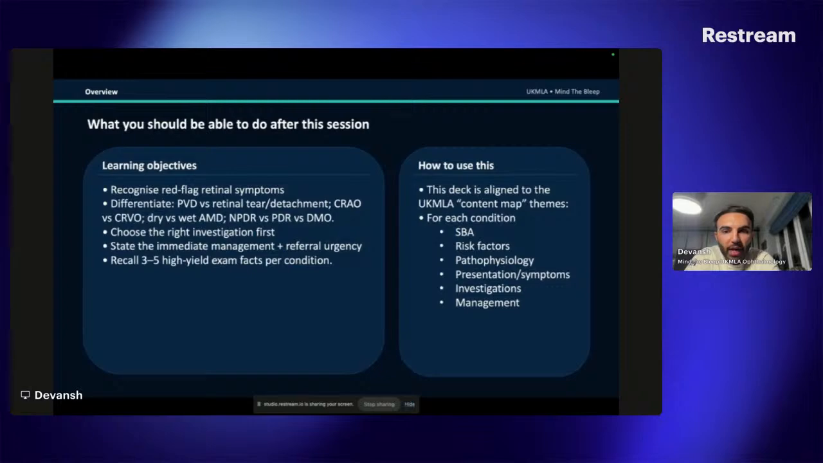We'll also work on how to go about choosing the right investigation first, how to go about triaging the urgency of the condition that's in front of you. And of course, we'll talk about management for these conditions as well. So for each condition, there'll be an SBA. We'll go through some risk factors, pathophysiology, as well as delving into the presentation, investigations, and management.